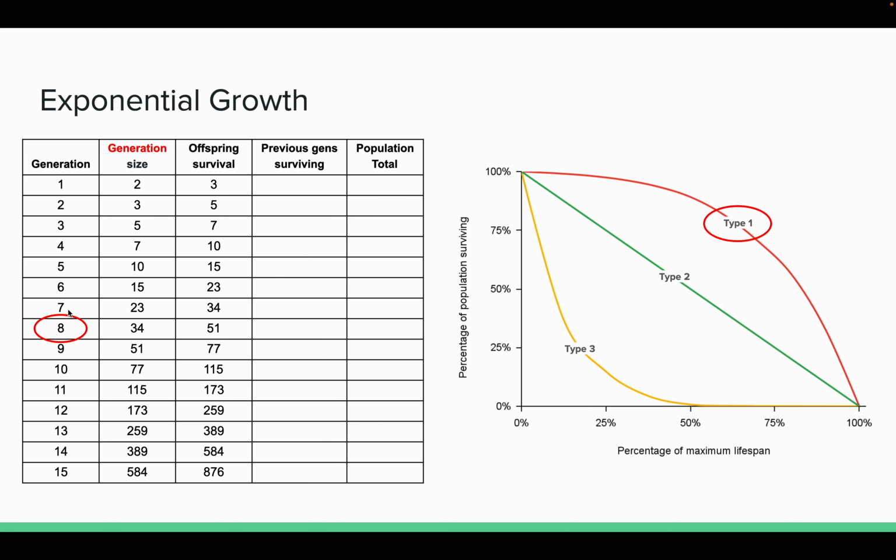For this example, we're just going to focus on the timing for generation 8, so we can focus on the maths over here and not look at all of the numbers all at once, because that would be a little bit overwhelming. So for generation 8, we need to work out the individuals from these previous generations that are still alive. Based on being a type 1 species, we're going to assume that 90% of individuals from the very previous generation, generation 7 in this case, are still alive during generation 8.